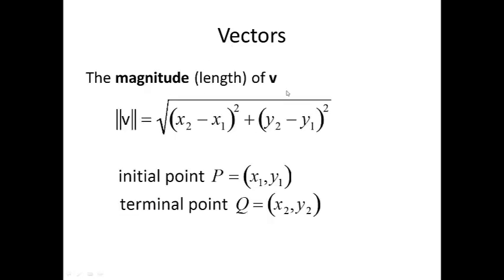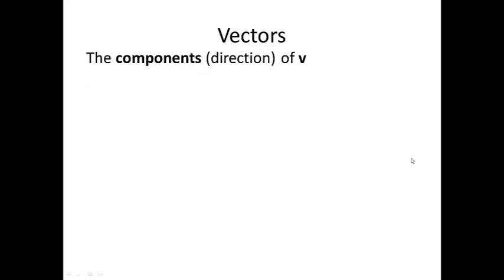Okay, we can use this fancier formula for the magnitude. This is just the Pythagorean theorem. We subtract the two x's, the end point minus the initial point, right? The terminal point minus the initial point. A squared plus b squared is equal to c squared, so we take the square root of both sides, and this is how we get our formula.